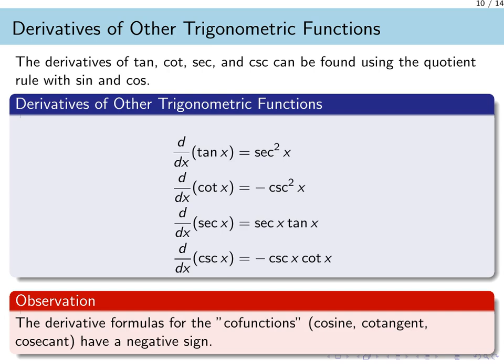You may notice a helpful pattern. The derivatives of the 3 CO functions we have seen, cosine, cotangent, and cosecant, all have a negative sign. This pattern can make the rules easier to remember. Learning these 4 new formulas completes our set of tools for differentiating the 6 basic trigonometric functions.